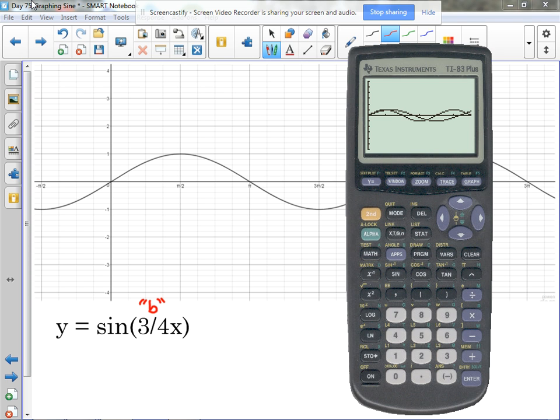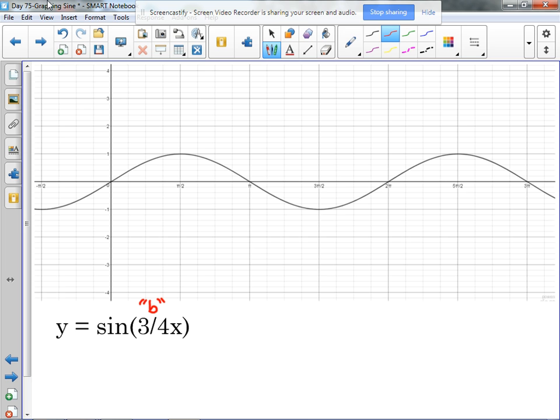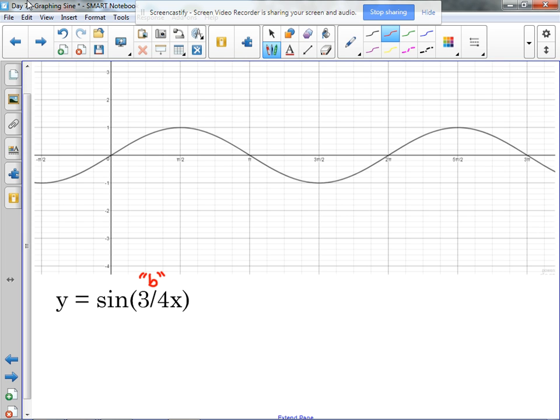It's affected our horizontal links in some way or another. So here we can see at the beginning it doesn't really look like there's much difference. But as we continue to go on, this second function is stretched out. That does affect the period. Here's how we calculate the new period.